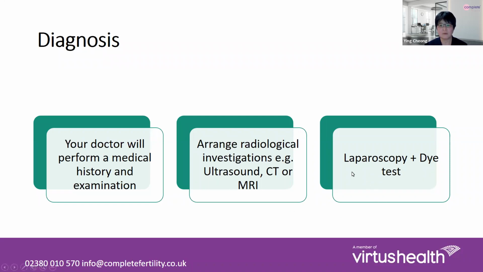We can also do a keyhole operation and put a tiny little camera into your pelvis when you are under general anesthetic. The keyhole procedure will facilitate us looking with our eyes directly at the lesion if there is disease there. At the same time, we can treat the condition. We can also check if the fallopian tubes and everything are open with what we call a dye test.